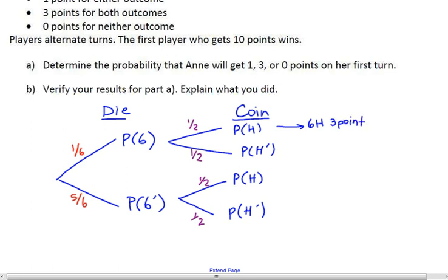So what's the probability of rolling a 6 and then a head? How do we get it? We want this and this to occur. Multiply them. 1/6 times 1/2.